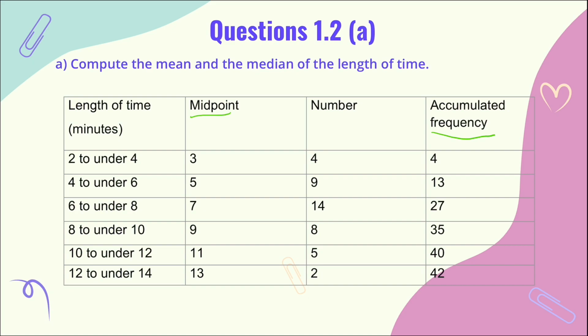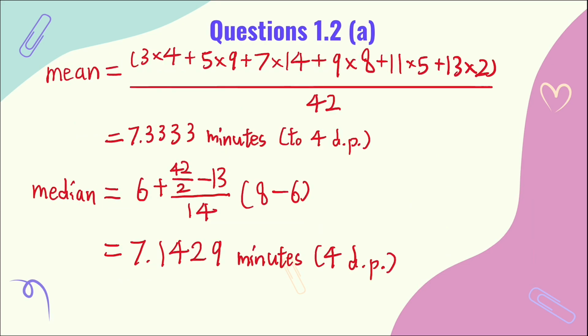For the mean, we should first find the sum of the data, which we can see at the first line, and divide it by the total frequency, which is 42 workers, and we would get the mean answer of 7.3333 minutes, rounded to 4 decimal places.